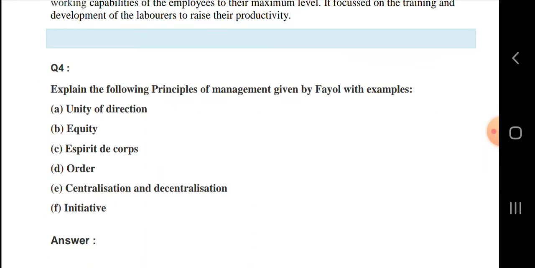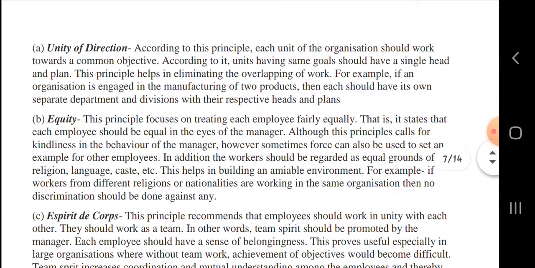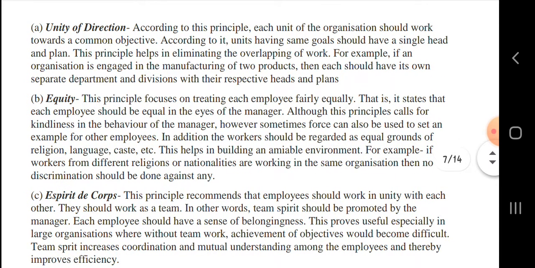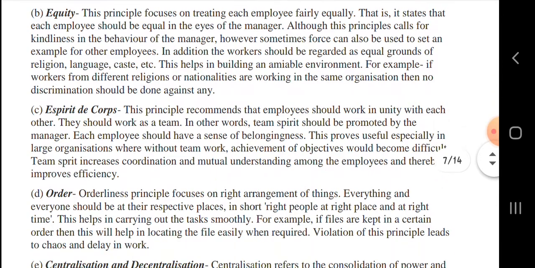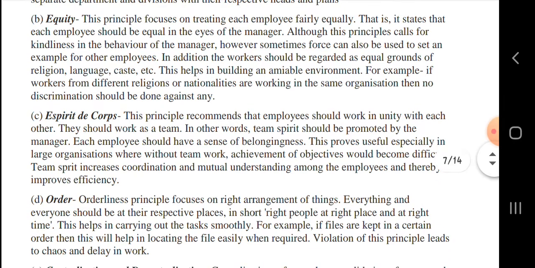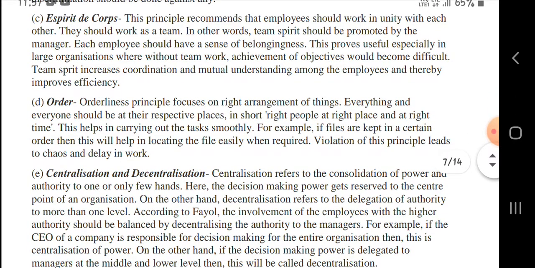Next, let us know about the principles of management given by Fayol: unity of direction, equity, esprit de corps, order, centralization and decentralization, and initiative. Unity of direction: according to this principle, each unit of the organization should work towards a common objective, towards one plan. Equity: this principle focuses on treating each employee fairly and equally. All employees are equal for the owner or the company.